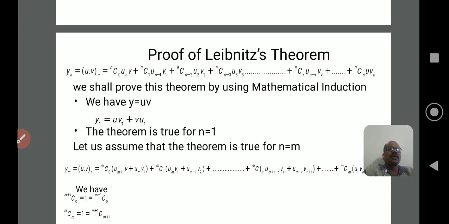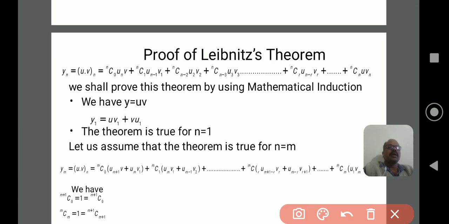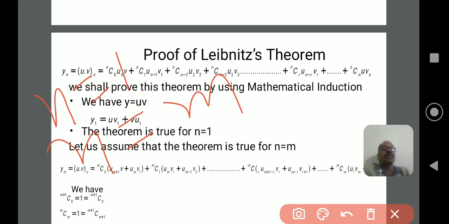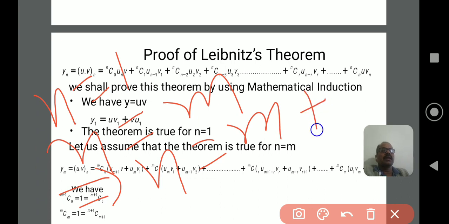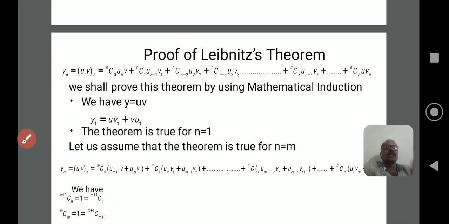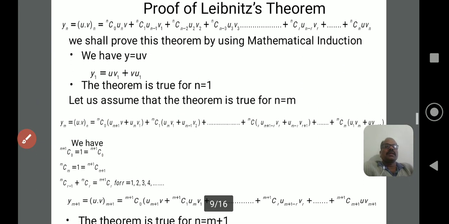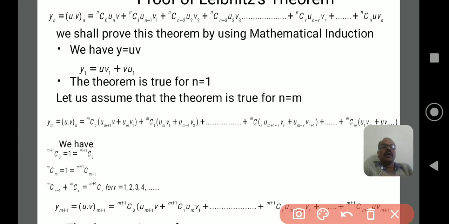The proof is very simple. The Leibniz theorem can be proved by using mathematical induction. The steps in mathematical induction are: first, we put n is equal to 1, that is, you find the result for n equal to 1. Next, you generalize for n is equal to m. From this you extend the result for n is equal to m plus 1. These are the steps you follow in mathematical induction. In the proof of the Leibniz theorem, the first step is, you write clearly, y is equal to uv.